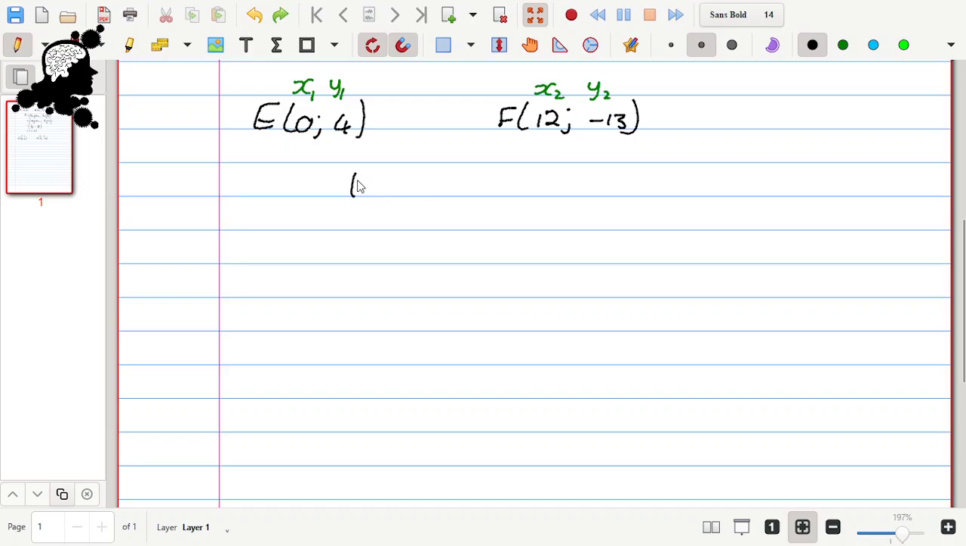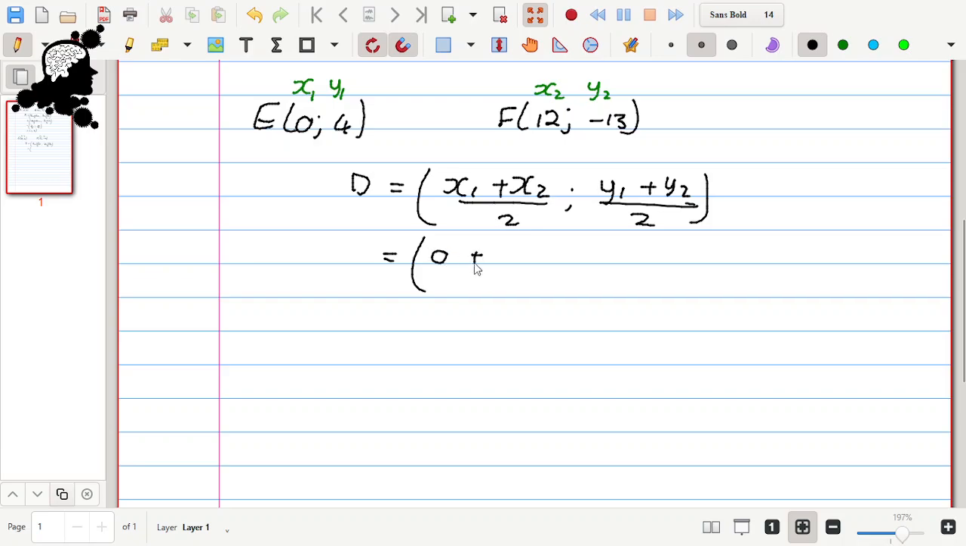Whoops, that's a terrible D. D, our midpoint, is going to be, once again, x1 plus x2 divided by 2. Then we're going to have y1 plus y2 divided by 2. And when we do this, we are going to get x1, that's 0, plus x2, which is 12, divided by 2. And then y1, this is 4, plus y2, this is going to give us negative 13, divided by 2.